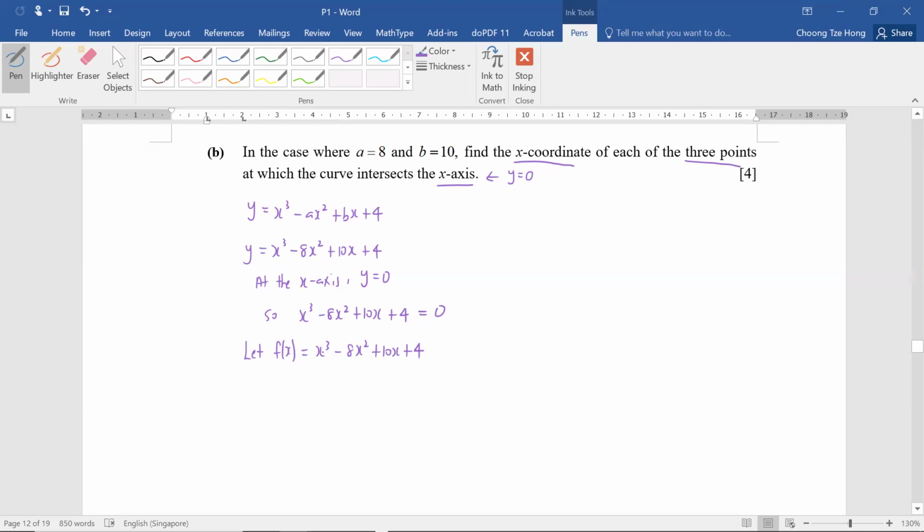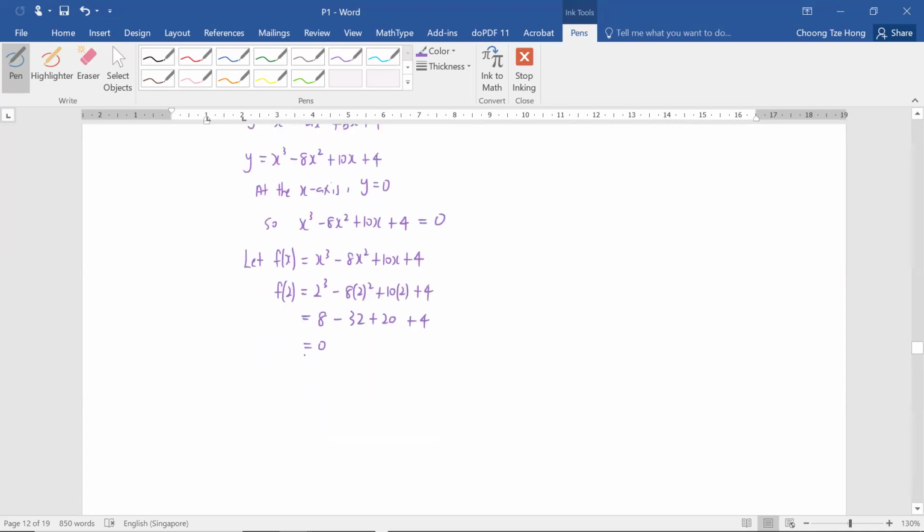Usually I'll try f(1), f(-1), f(2), f(-2). You don't have to write out all the steps. You can just key it into your calculator and see which one will give you 0. So in this case, if you go and try, f(2) will give you 0. So 2 cubed minus 8 times 2 squared plus 10 times 2 plus 4. So we end up with 8 minus 32 plus 20 plus 4. So this will give you 0. So f(2) is 0. So since f(2) is 0, then x minus 2, right?